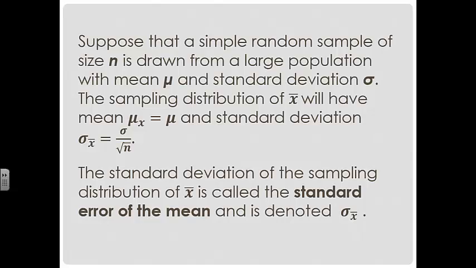The standard deviation of the sampling distribution of x bar is called the standard error of the mean, and that's denoted with sigma sub x bar. So when you take the population standard deviation and you divide by the square root of the sample size, that is the standard error of the mean.